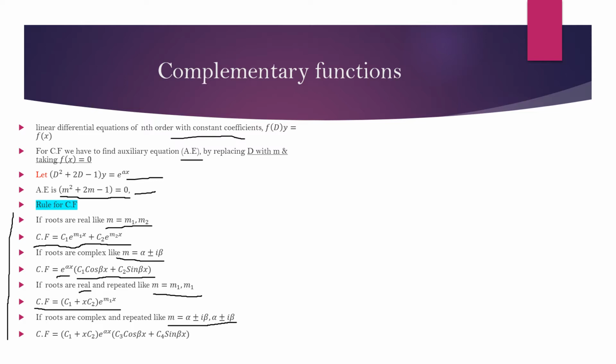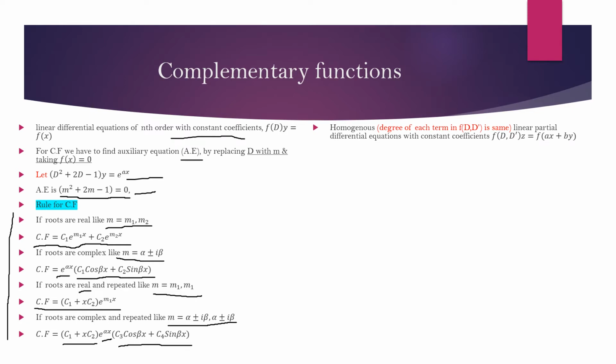It is obviously clear that the power of the auxiliary equation is always equal to the number of roots which we get after solving the auxiliary equation. So if the complex roots are repeated, then we have (C1 plus x C2) e to the power alpha x and (C3 cos beta x plus C4 sin beta x).